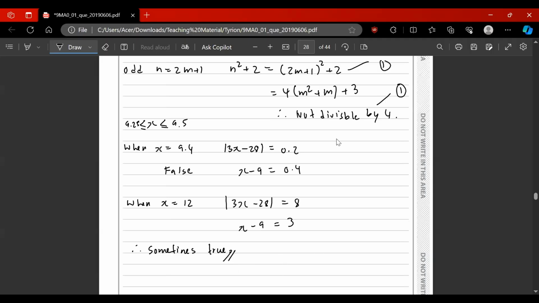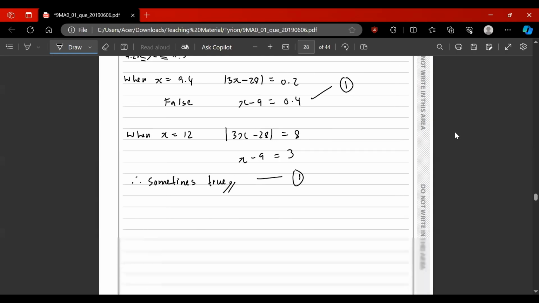So the mark distribution here, once again, for using a certain numerical proof gives you 1 mark, and then using that to come to the correct conclusion gives you the other mark. So a total of 2 marks for this question. So that's the end of question 10.